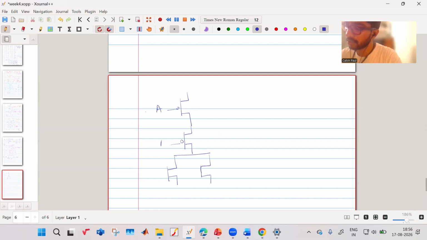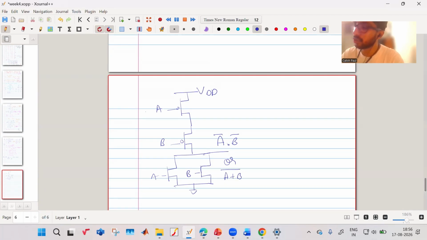This is your A, this is your B, this is your supply VDD, this is your supply ground. Over here, what you will get is A bar and B bar, or you can write it as A or B bar. That's the NOR gate operation. Then you connect it to an inverter.